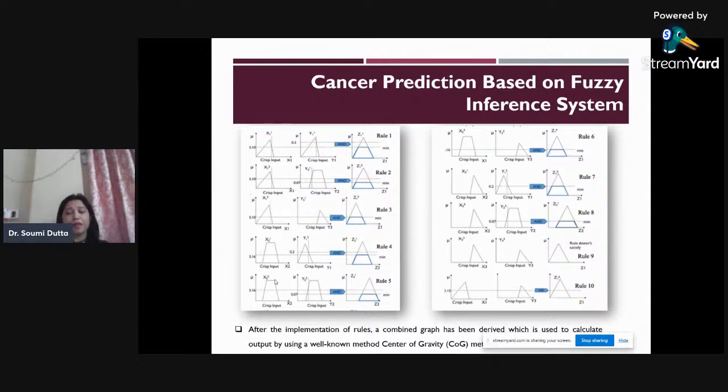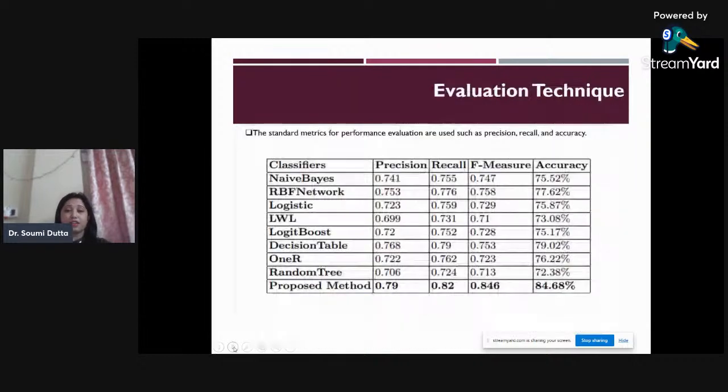Now after this implementation, when we are getting the output, we should use a well-known method, which is the center of gravity method. I have tried to use it, which is helping me to find the defuzzification, and to get the proper output, whether it is non-recurrence or recurrence.